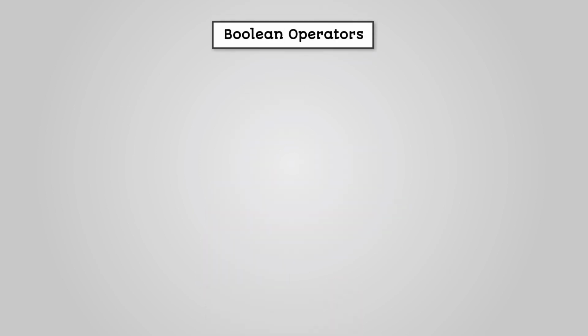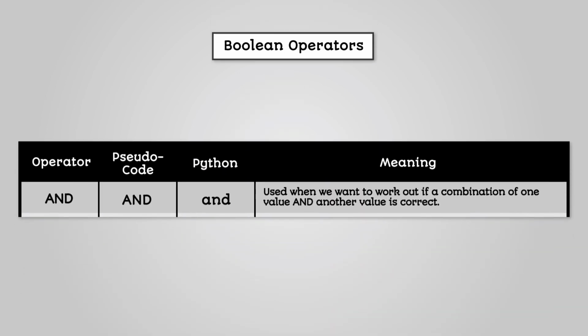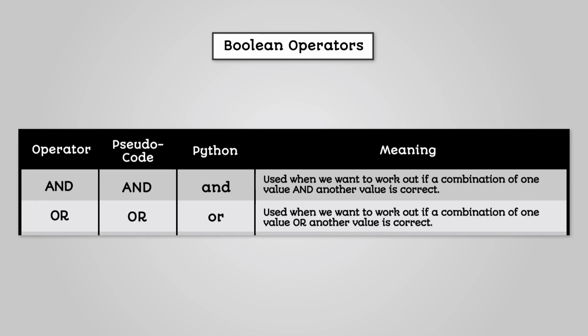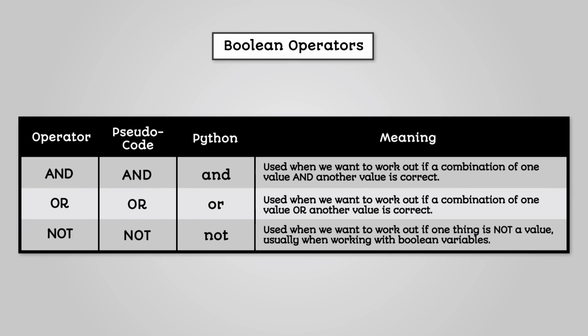The commonly used Boolean operators used in programming are AND, used when we want to work out if a combination of one value and another value is correct, OR, used when we want to work out if a combination of one value or another value is correct, and NOT, used when we want to check if one thing is not a value, usually when working with Boolean variables.